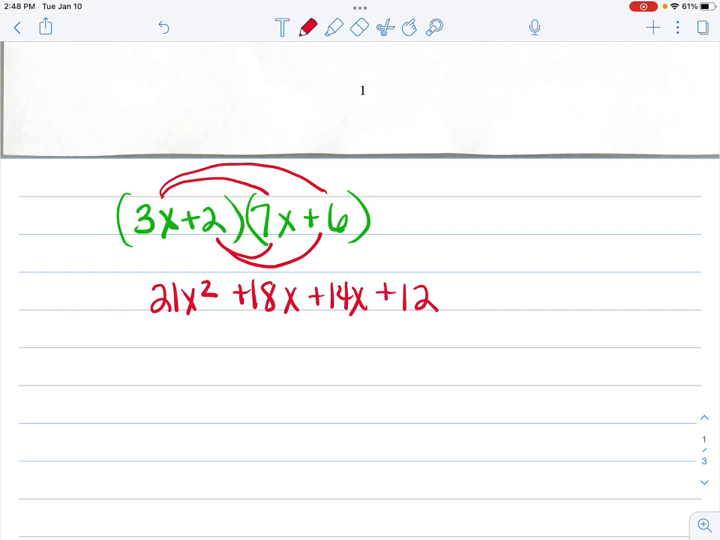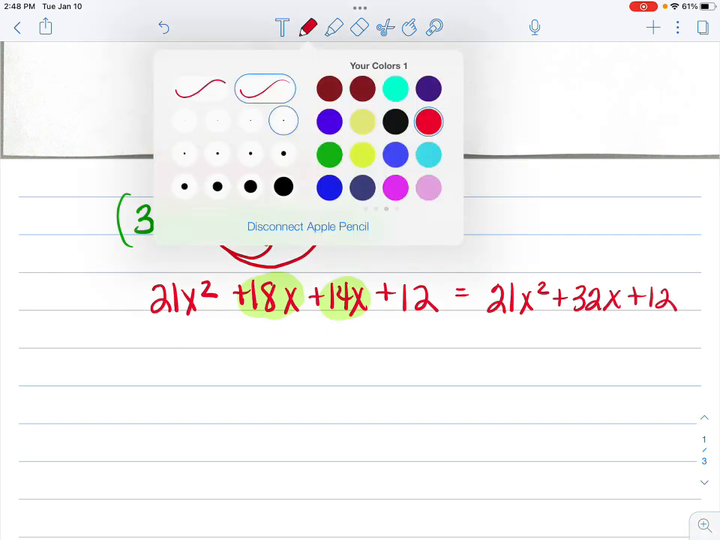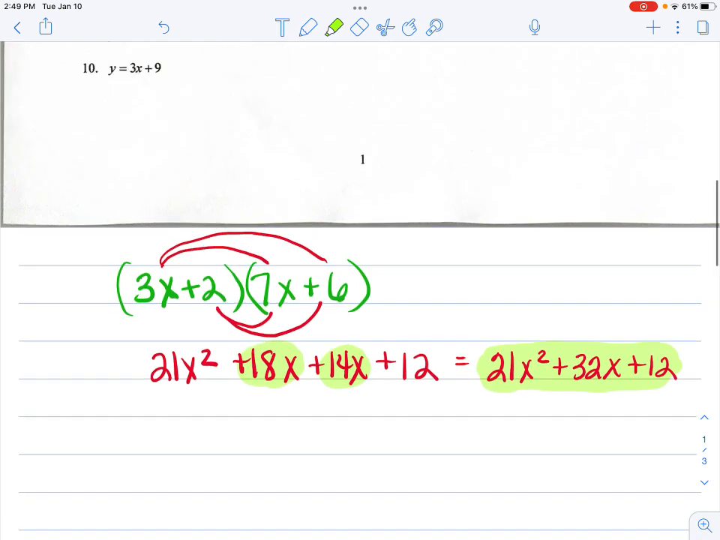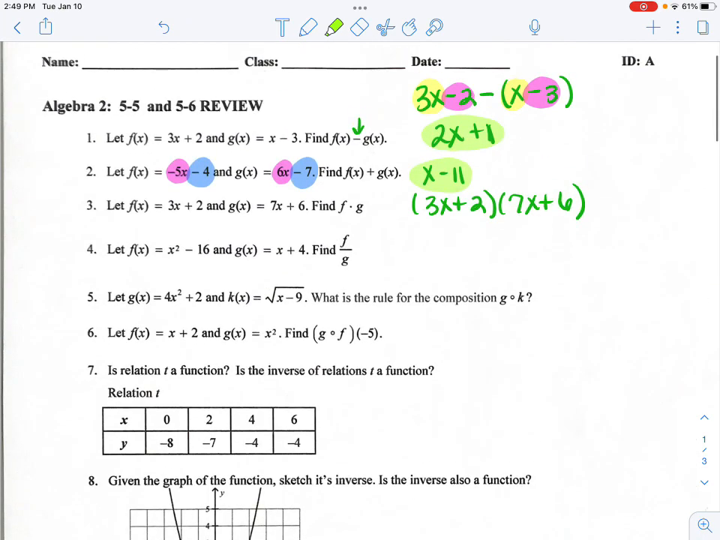So I did the distributive property, and then I can see here on this one that I have two like terms, right? Positive 18x plus 14x. I can add those together. So the solution for this one is going to be 21x to the second plus 32x plus 12. That's the solution for number 3. So I'm not going to bother writing that up in number 3 because hopefully you have it now.